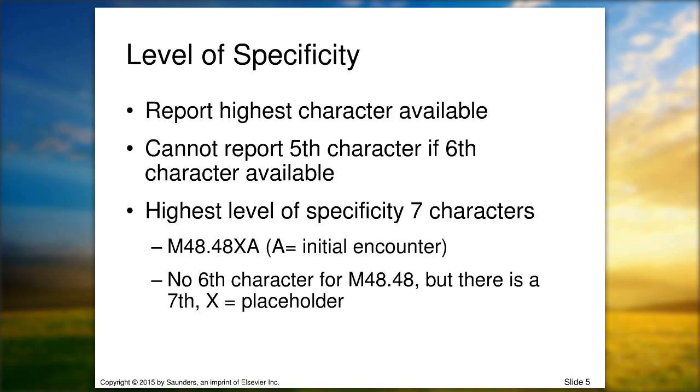So let's say, for instance, M48.48XA. The A indicates an initial encounter. So there was some type of trauma or injury that happened. There's no 6th character. You have X as a placeholder. And that's all it is, a placeholder, so that we can add that A on for some type of injury.